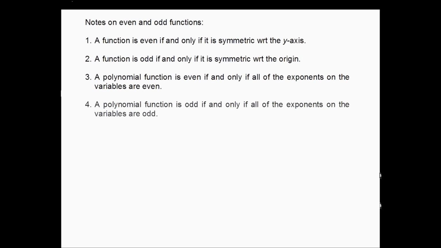And number four, a polynomial function is odd if and only if all of the exponents on the variables are odd. Remember, 1 is odd, and if you don't see an exponent, it's understood to be 1. Now if you think about it, that means most polynomial functions are neither even nor odd, because they have a mixture of even and odd exponents on the variables.